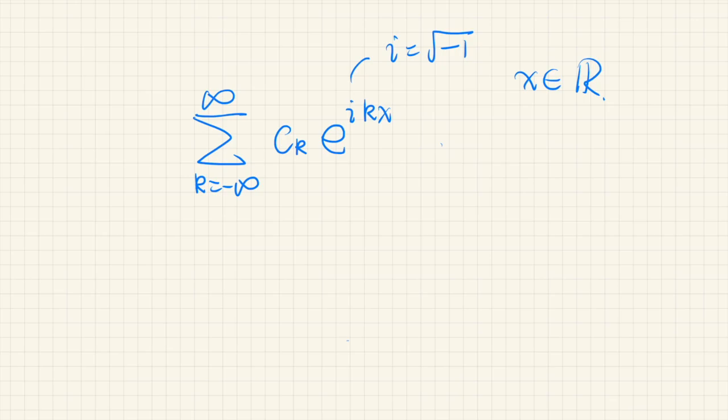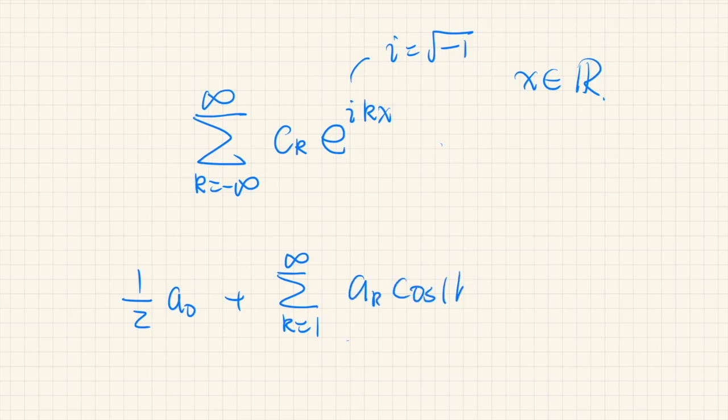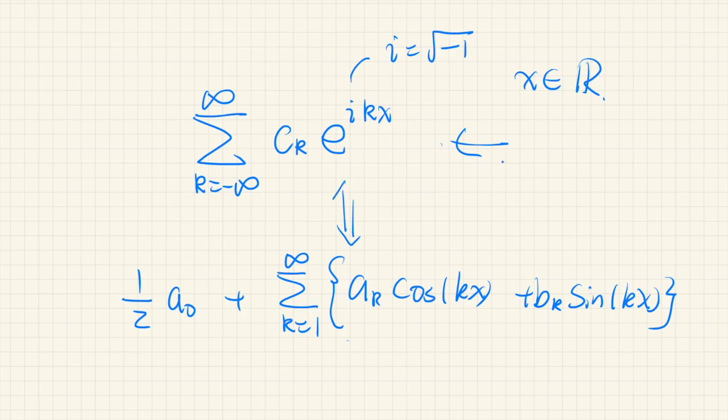First of all, let's compare this with the real Fourier series of this form, which we have been studying so far. a_k cosine kx and b_k sine kx. So apart from being complex valued, this complex Fourier series is actually equivalent to this real Fourier series. Well, except for the coefficients being real or complex.